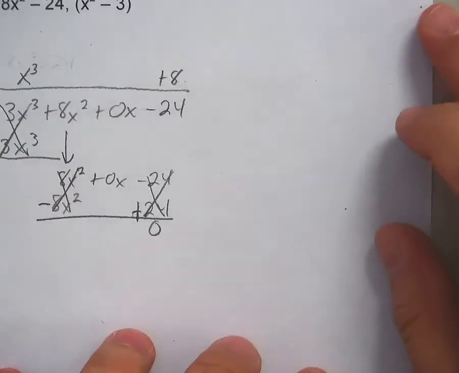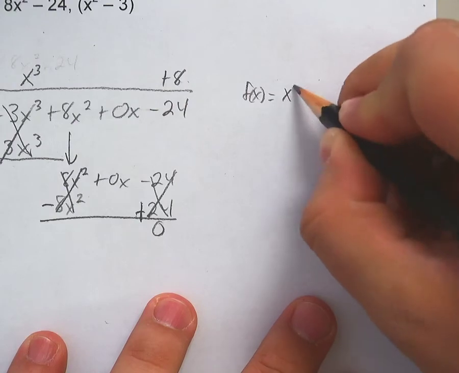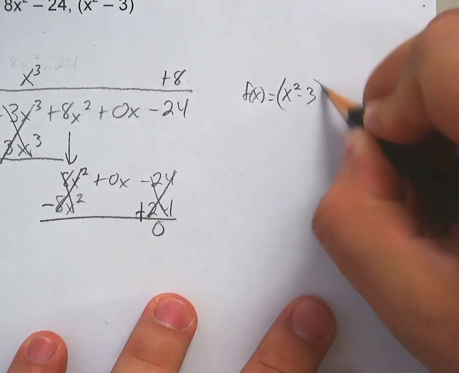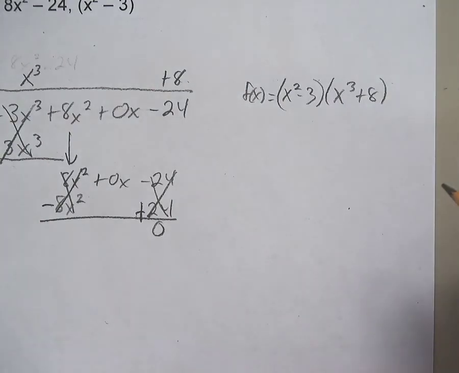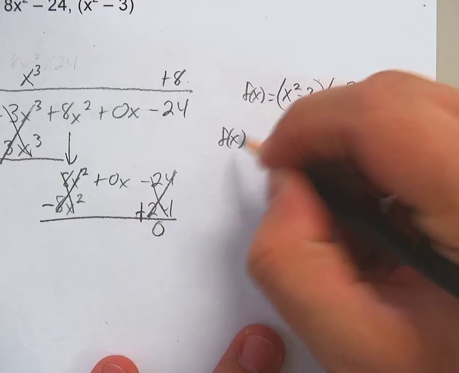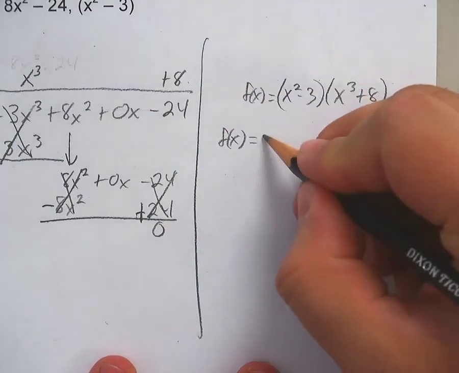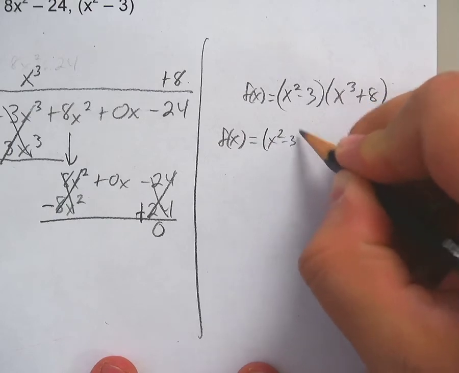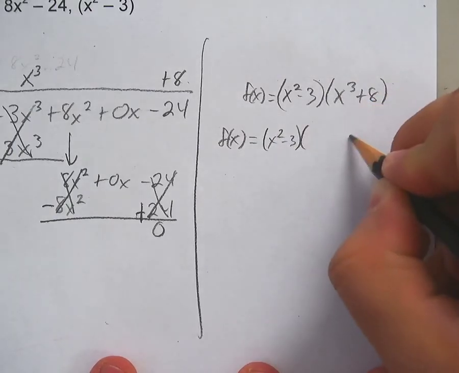Fantastic. Let's write that down. So f of x is x squared minus 3 times x cubed plus 8. But wait, there's more. Because I have to write this in fully factored form, x squared minus 3 does not factor anymore, but x cubed plus 8 sure does.